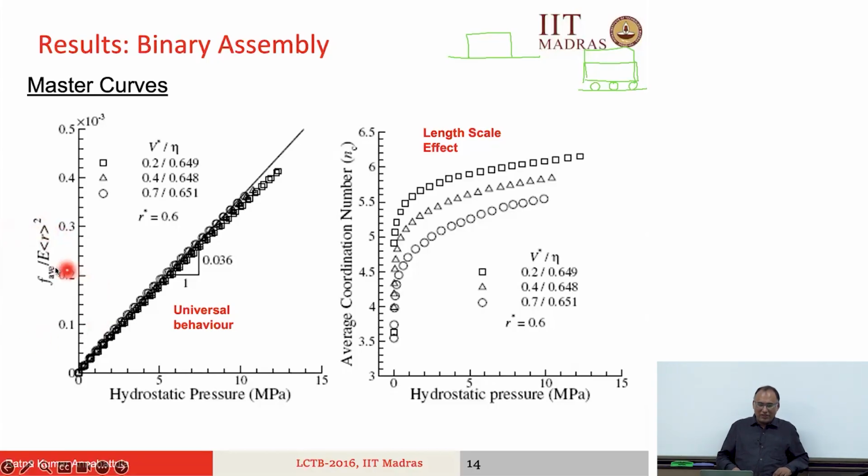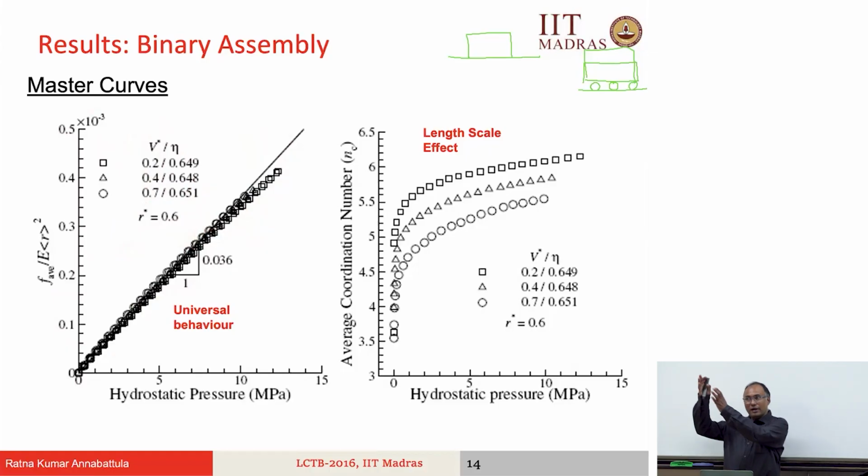If I normalize, if I find some sort of an average stress, F average by E R square, and plot that with the hydrostatic pressure of the system, interestingly what we see is that all these 3 curves collapse onto a single line. Now this is my master curve. What can I do with this? I can actually use this curve to design my granular system. So irrespective of what my V star is, 0.2, 0.4, 0.7, it is all falling under one curve. This is what we call a universal behavior, which can be used as a design guideline.